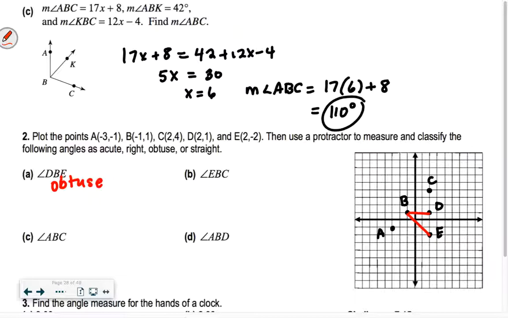Okay, but the next one, EBC, what do we think here? So EBC. It looks like a right angle, doesn't it? Do you guys think a right angle? So you can measure with your protractor. Now think back to Algebra 1. How can I tell if lines are perpendicular using their slope?